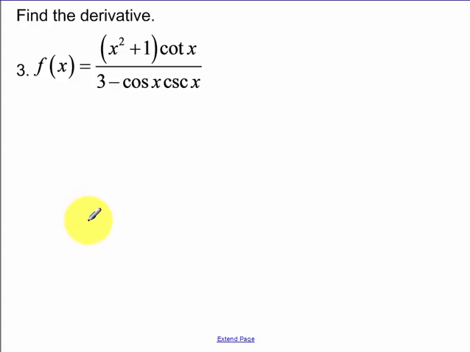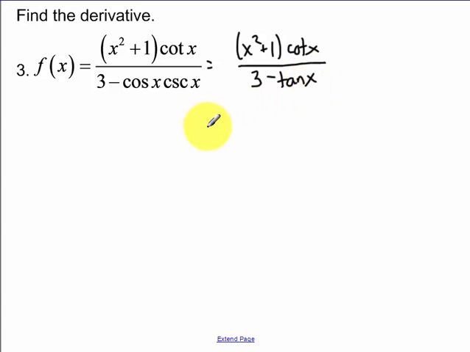Okay, this example. There's a lot going on here. So I have a quotient rule, but then when I take the derivative of the top, I would have a product there. And also notice cosecant, cosine times cosecant, you could simplify that. We could technically simplify this even more, because cosecant times 1 over sine is the tangent. I'm sorry, what am I thinking? It is cotangent.